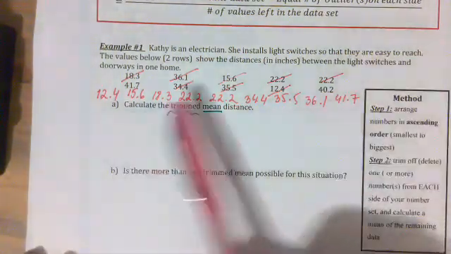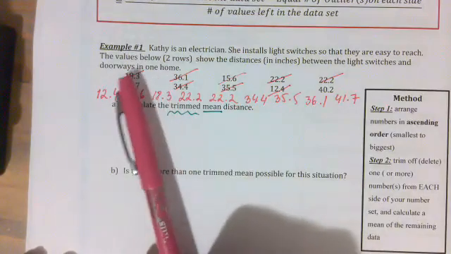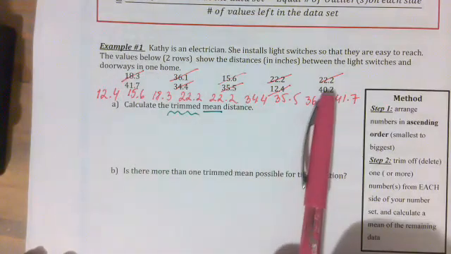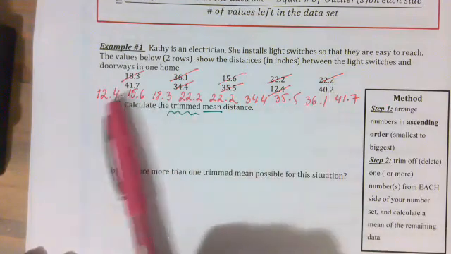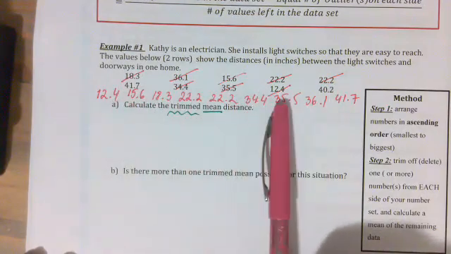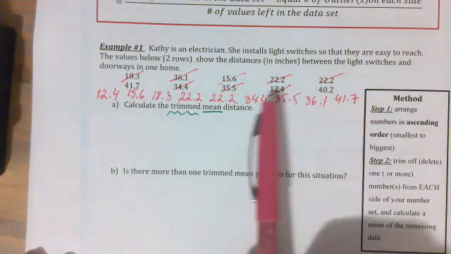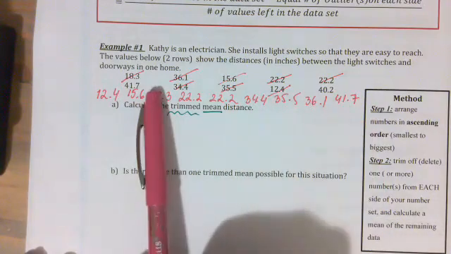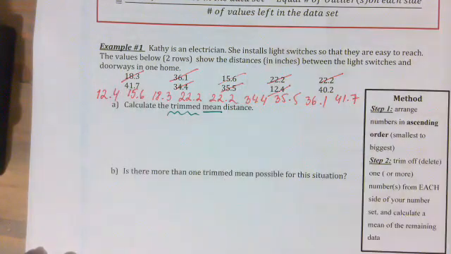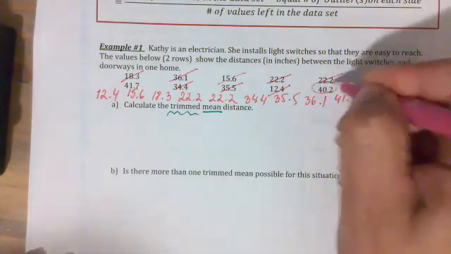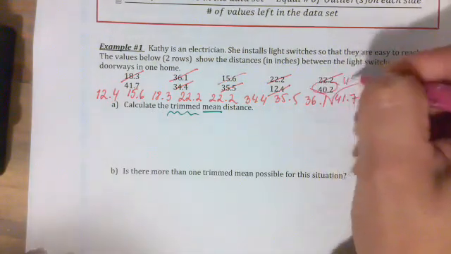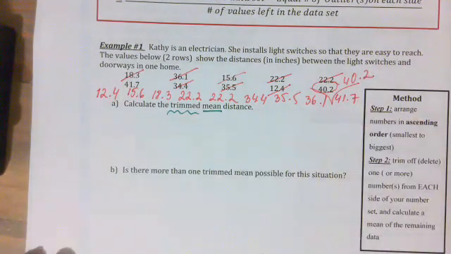So now it's in order. I'm always going to double check to see if I have them all by counting them too. So we had 10 in total, right? So 1, 2, 3, 4, 5, 6, 7, 8, 9. Oh, so I'm missing one. 40.2. I left it out. There it is. That's going to go there, 40.2. So now I have them all.